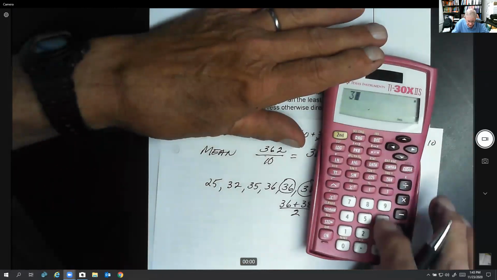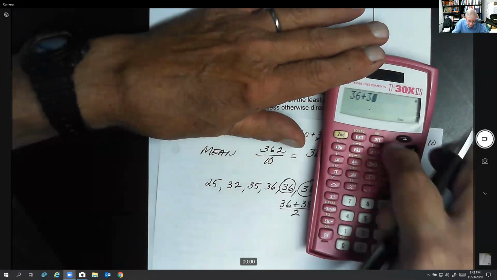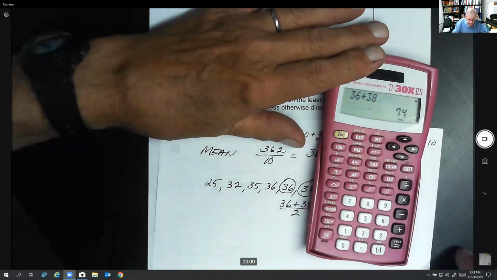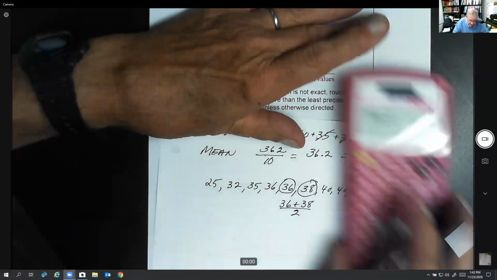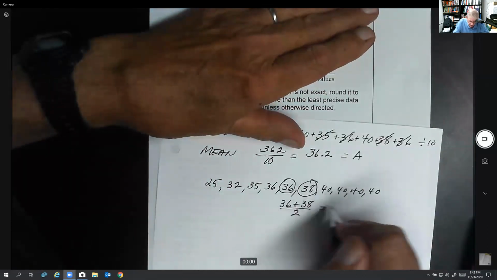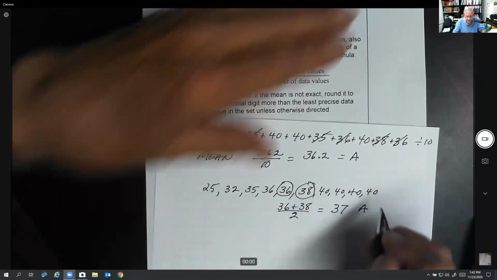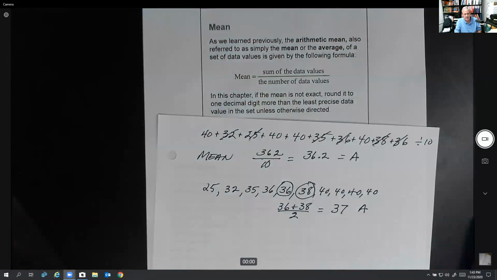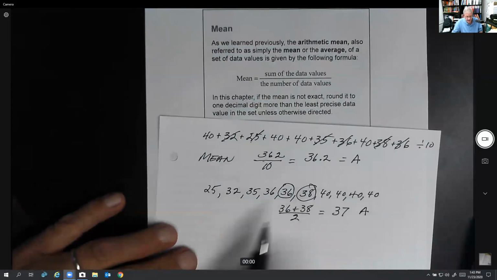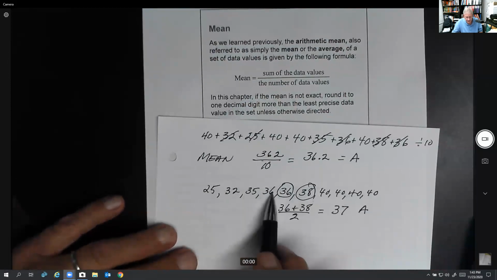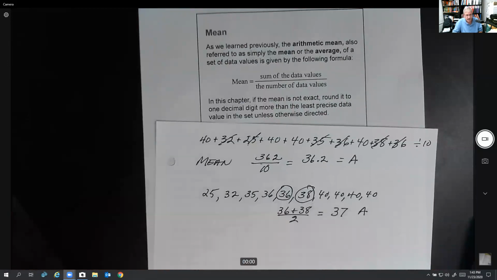So 36 plus 38 equals 74, divided by 2 is 37. So if we took the median score, your median score is 37, which is still an A. So that's what we mean by the median, the one that happens right in the middle. Usually we like an odd number of data because then it's easier. You won't get two numbers in the middle.